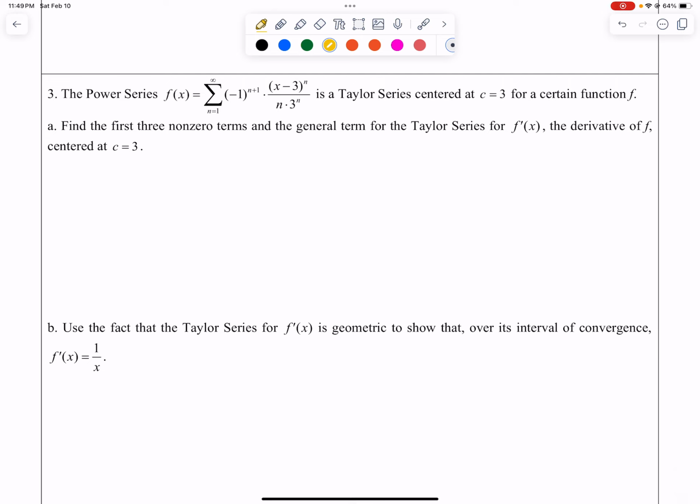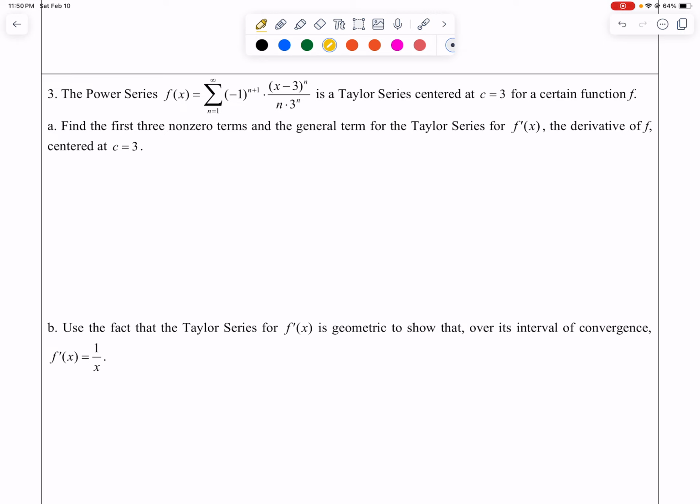We have a power series f of x is equal to the series from 1 to infinity of -1 to the n plus 1 times x minus 3 to the n over n times 3 to the n. And this is a Taylor series centered at c equal to 3 for a certain function f. Part A says find the first 3 non-zero terms and the general term for the Taylor series for f prime of x, aka the derivative of f, centered at c equal to 3.